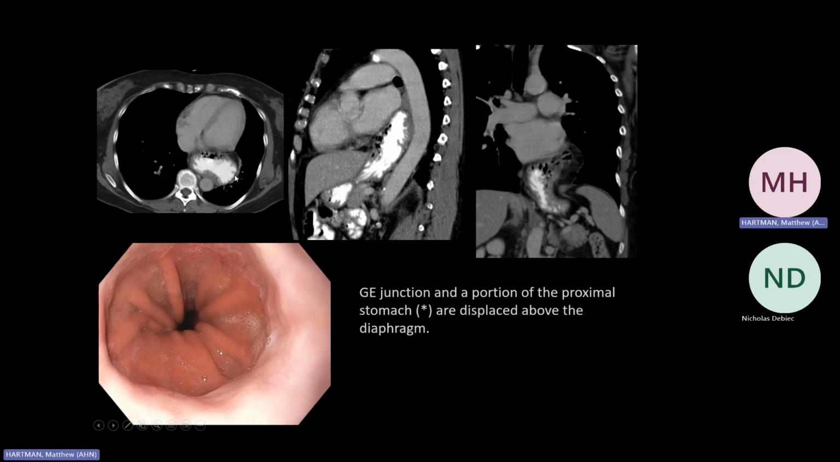And this is our CT correlate with about a third, maybe a half of the stomach having an intrathoracic location. And this is what the endoscopy colleagues will see. Basically, this is a big hernia. And you can think of this as a displacement. The stomach gets pulled up into the chest. So large hiatal hernia.